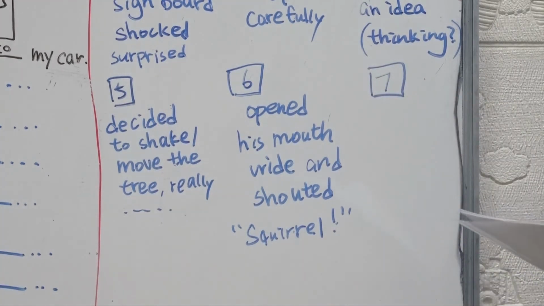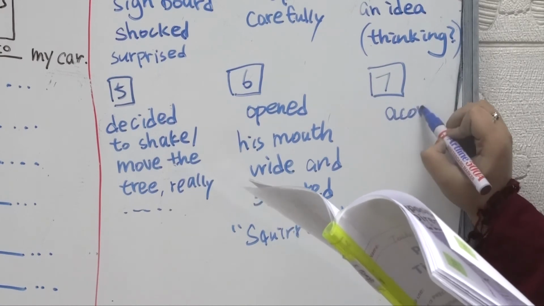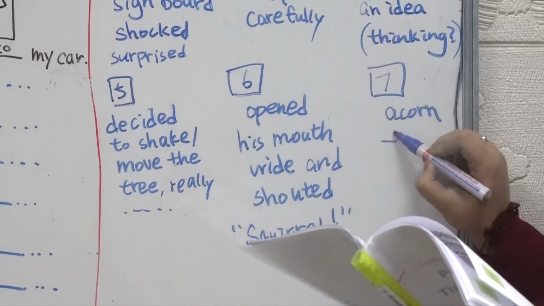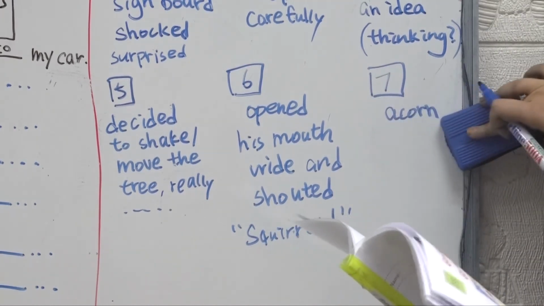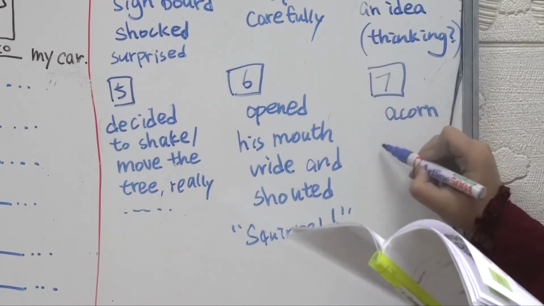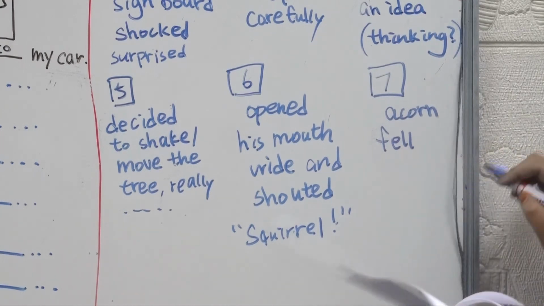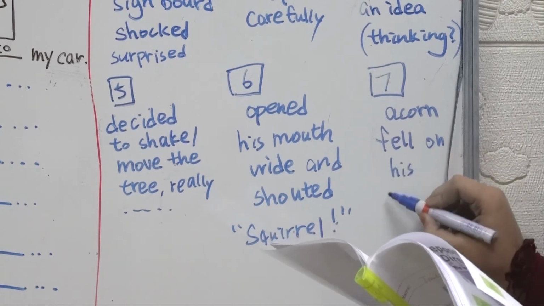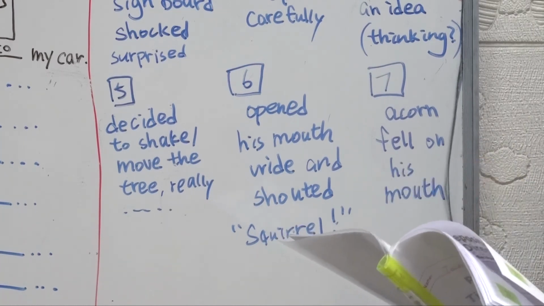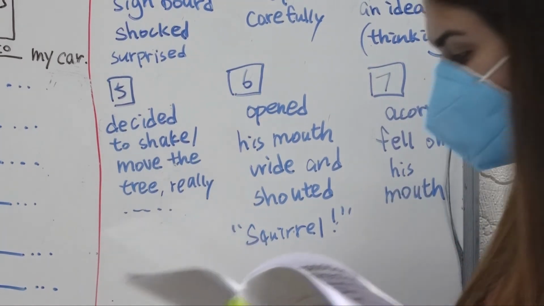All right, at the end, what can you see? Something fall on his mouth, right? What is that? That's called acorn. Okay, acorn. The past tense of fall is fell, okay? The acorn fell on his mouth. Right? That's it. So please use your idea to write.